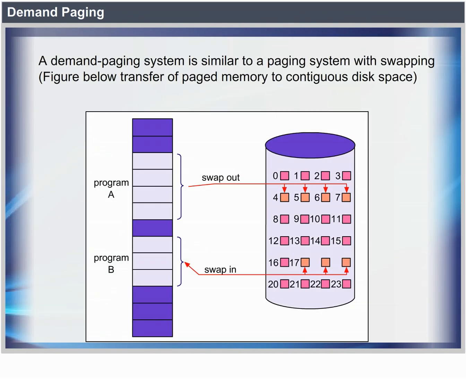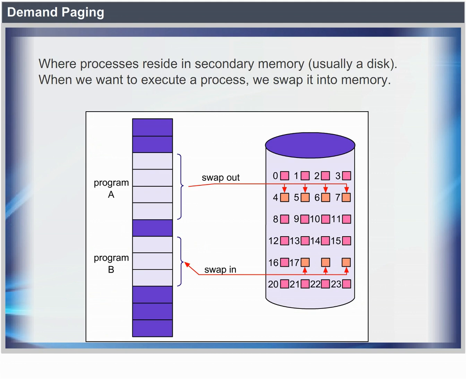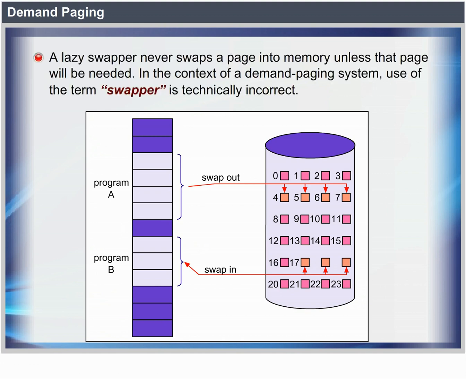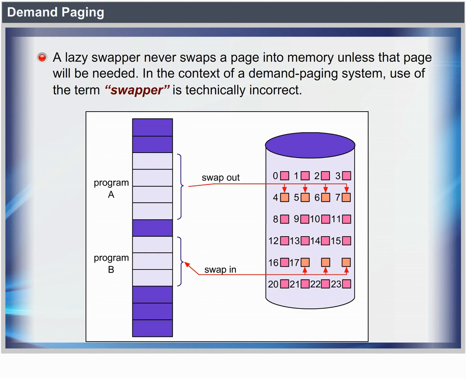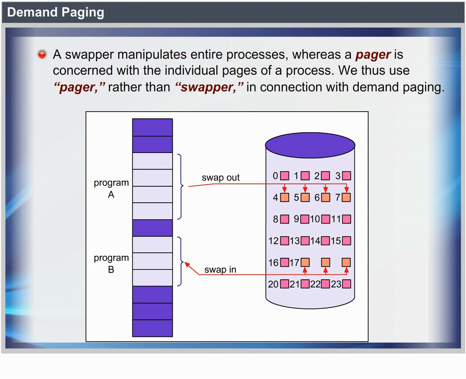Figure below: transfer of a paged memory to contiguous disk space, where processes reside in secondary memory, usually a disk. When we want to execute a process, we swap it into memory. Rather than swapping the entire process into memory, though, we use a lazy swapper. A lazy swapper never swaps a page into memory unless that page will be needed. In the context of a demand paging system, use of the term swapper is technically incorrect. A swapper manipulates entire processes, whereas a pager is concerned with the individual pages of a process. We thus use pager rather than swapper in connection with demand paging.